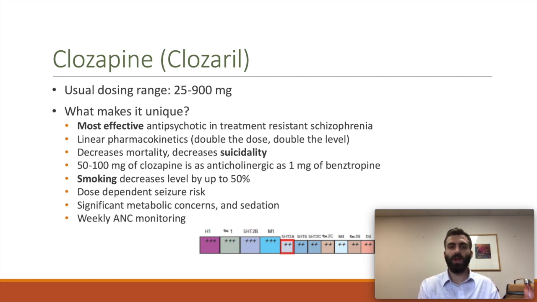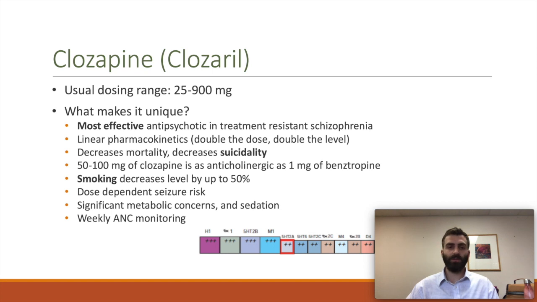Next, smoking is a CYP1A2 inducer, which is a part of clozapine's metabolism. So smoking decreases levels by up to 50%. So if you have a patient in the hospital stable on a certain dose of clozapine and they're receiving nicotine replacement therapy like a patch, a gum, lozenge, and then that patient's discharged, then they start smoking again, their level can decrease by half and they can start developing symptoms again. So it's really important to pay attention to this.